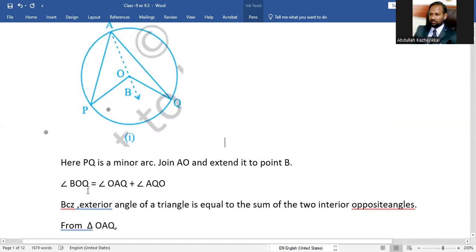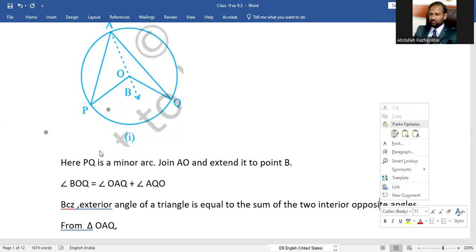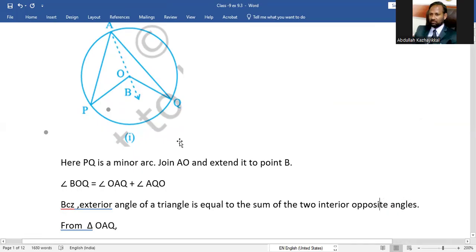Look here. BOQ, listen, angle BOQ. What is the angle BOQ? That is equal to QAO, small angle, and AQO. Because this is only because the exterior angle of a triangle is equal to the sum of two interior opposite angles. Exterior angle property, what we studied before. The exterior angle of a triangle is equal to the sum of the two interior opposite angles.